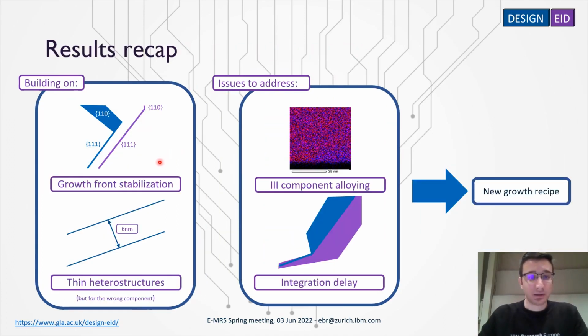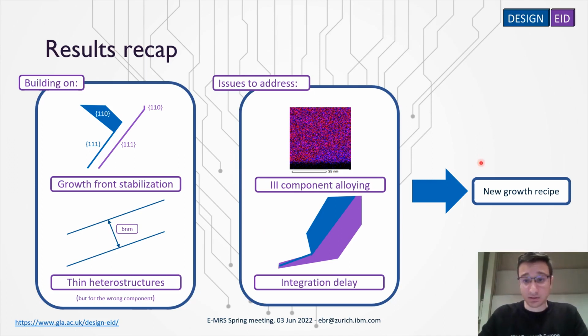We have then identified a few building blocks to base our next growth recipe on. These are the growth front stabilization created by the indium phosphide layer, and the possibility to create thin heterostructures, so far with good 5-element definition. However, we still need to address a couple of issues that we have also identified, which are the 3-component alloying and the integration delay for the 3-component.